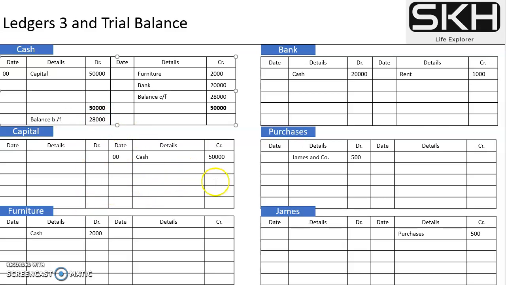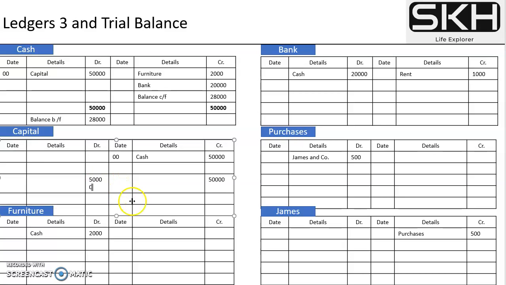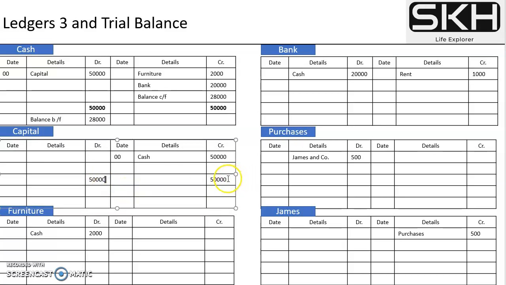Now capital account, look here, the credit side is 50,000, but the debit side is 0, which means there is nothing on the debit side. I'll make it prominent here, and I will write the balance CF, which is again 50,000, and the next term it will become the balance BF for 50,000. So always we shift the balance on the opposite side.